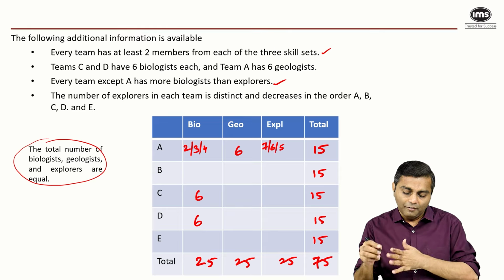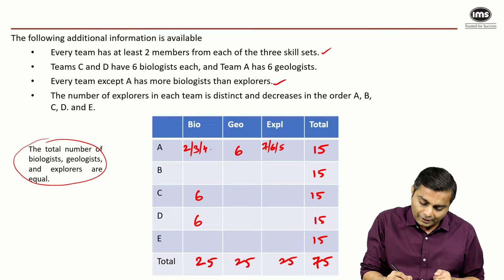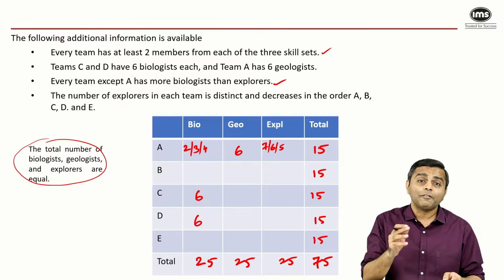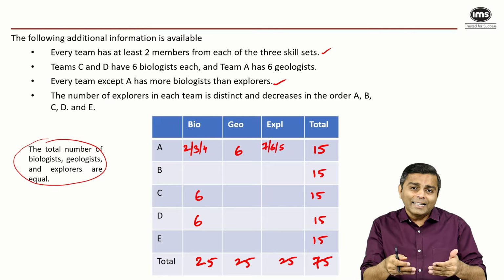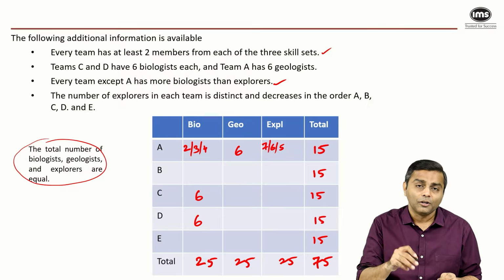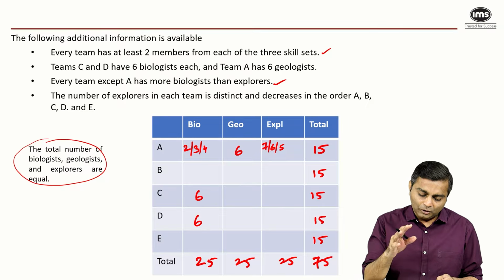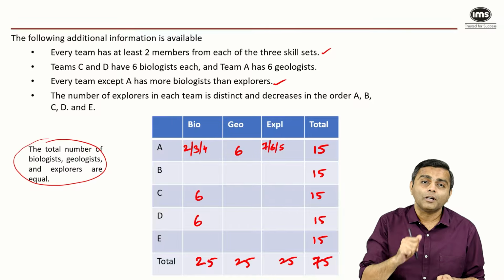Anything else? If I do 5 biologists, then this will become 4, which is not allowed because biologists have to be less. Every team except A has more biologists, so A has less or equal biologists as compared to explorers. Biologists cannot be more. Great. Okay. So basically the possibilities are 2, 3, 4 biologists, and 7, 6, and 5 explorers. Now let's work with the other part.